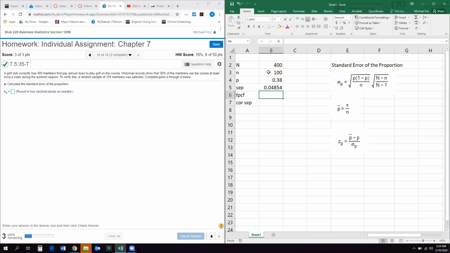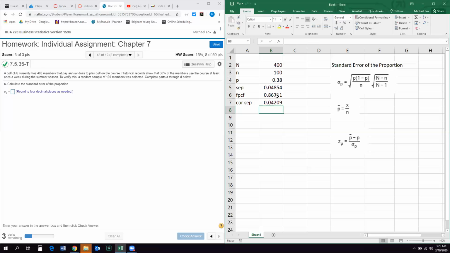Then to calculate our finite population correction factor, this part right here, we're going to take the square root of our population, or big N, minus our sample size, and divide that by, well, this is all within the square root still, our big N minus 1. So our corrected standard error of the proportion then is just the standard error of the proportion times the finite population correction factor.